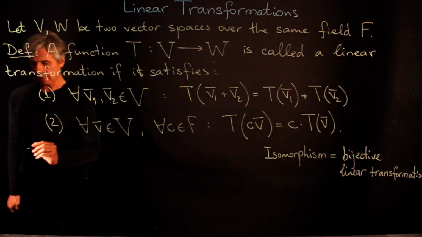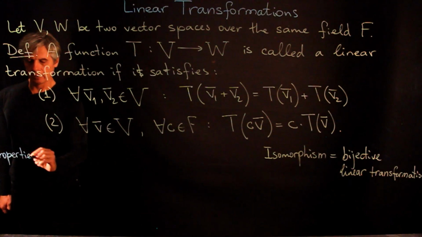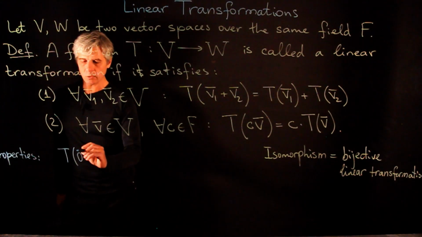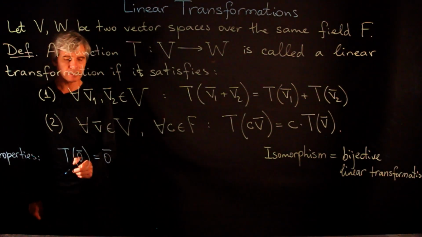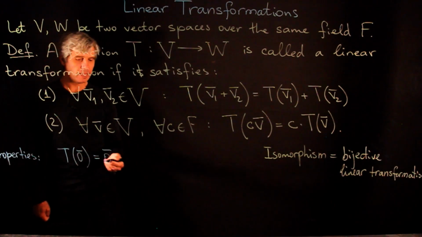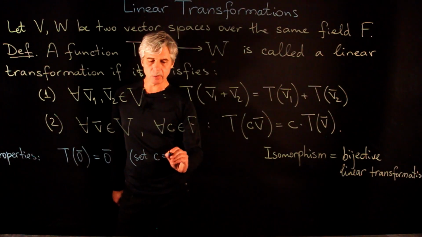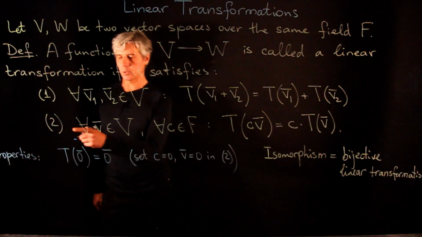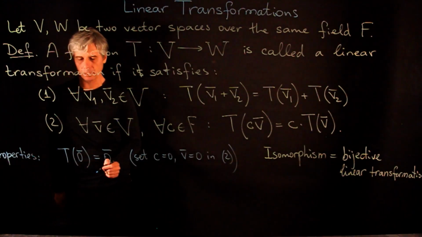Now, let us state some elementary properties of linear transformations. So the first property is that T of a zero vector is equal to zero vector. So any linear transformation must send zero vector into zero vector. And to prove this, just as we did it for isomorphisms, set C equals 0 and V equals 0 in property 2, right? If we do that, then we will easily derive that T of 0 is equal to 0.